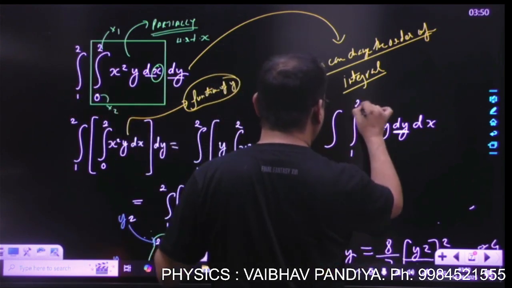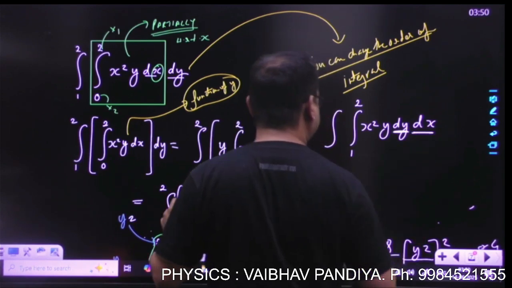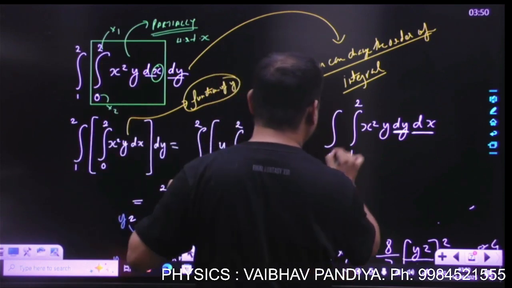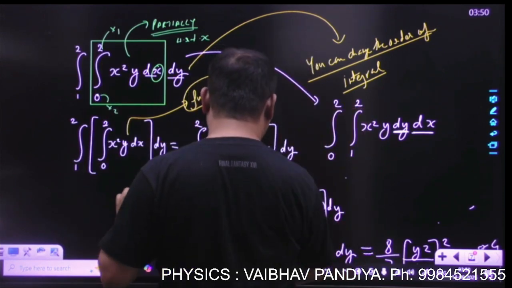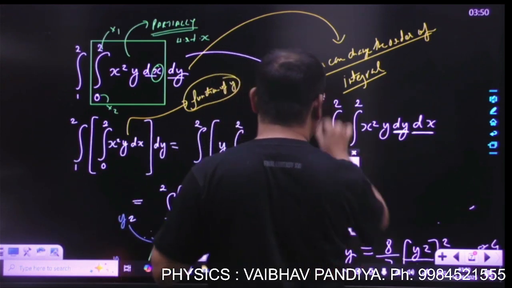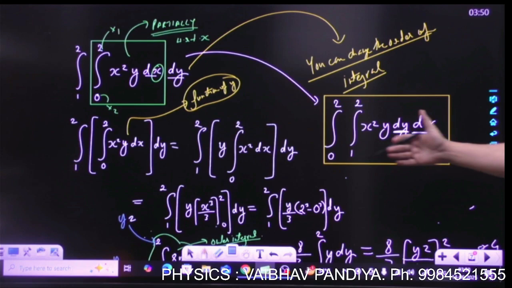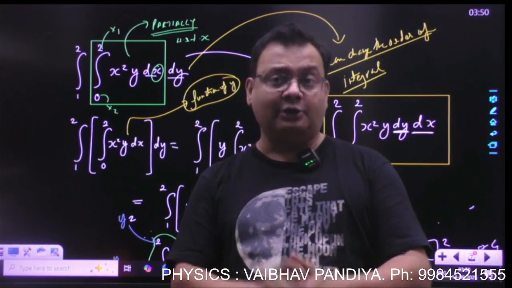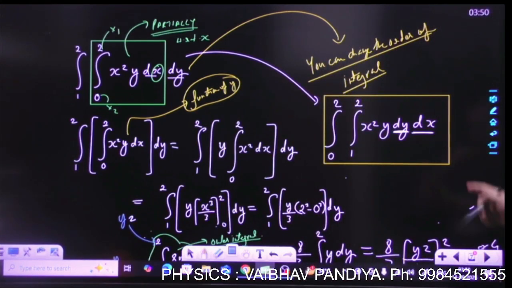Then the outer integral variable is x, so here the limits of x are 0 to 2. So this integral can also be written like this. There is no difference in the answer. Of course, the calculation steps may change, but your final answer will come to be the same. And what I recommend is that you convince yourself by solving this integral by the same method and you will get the same answer. Got it?